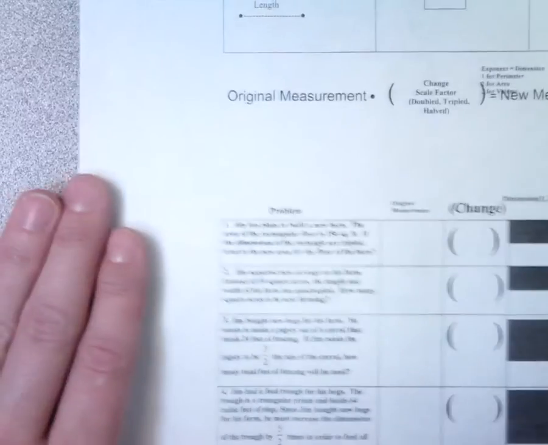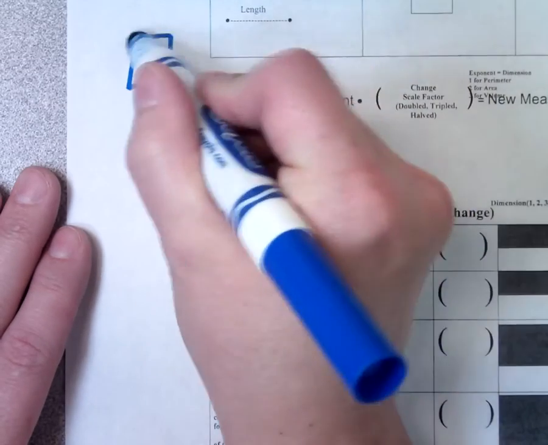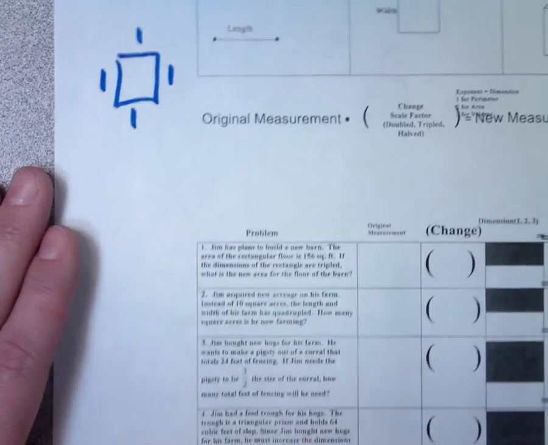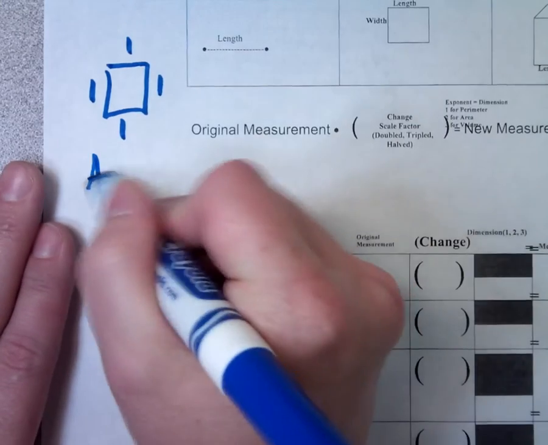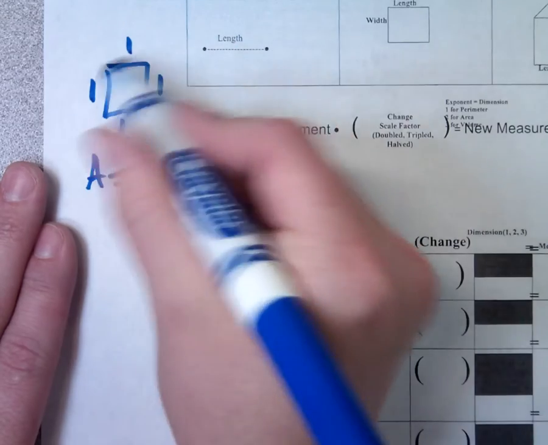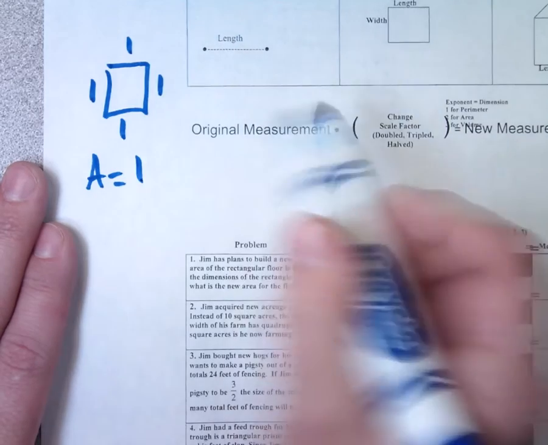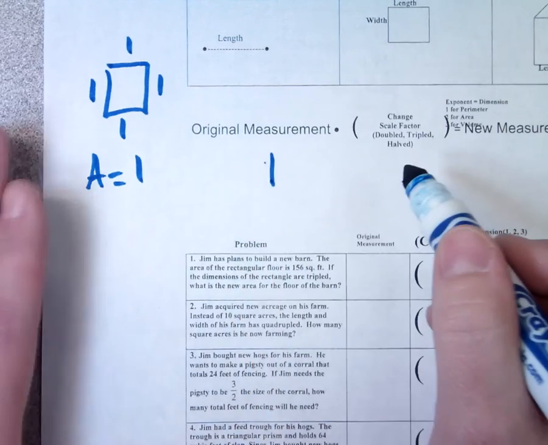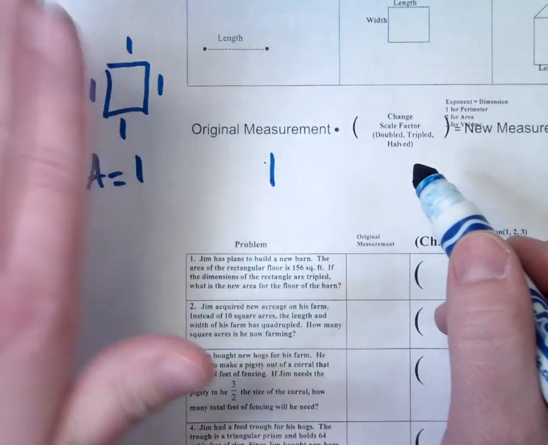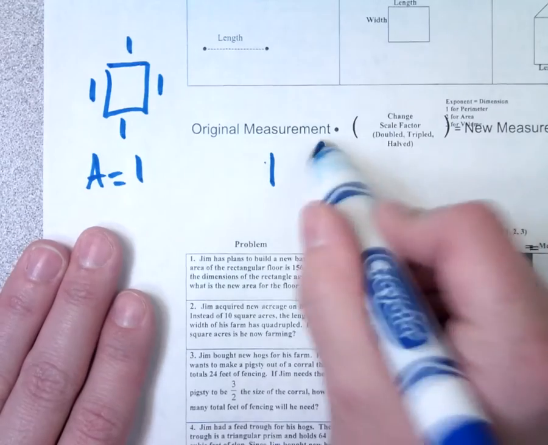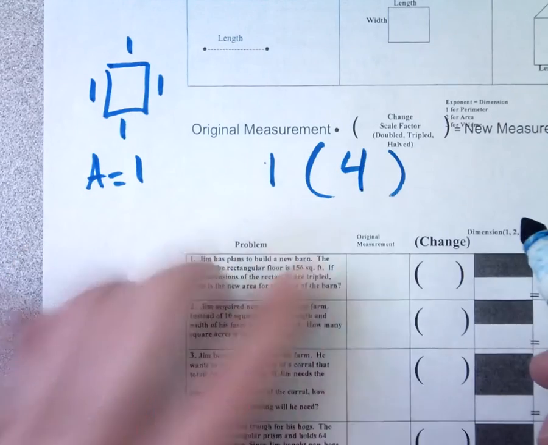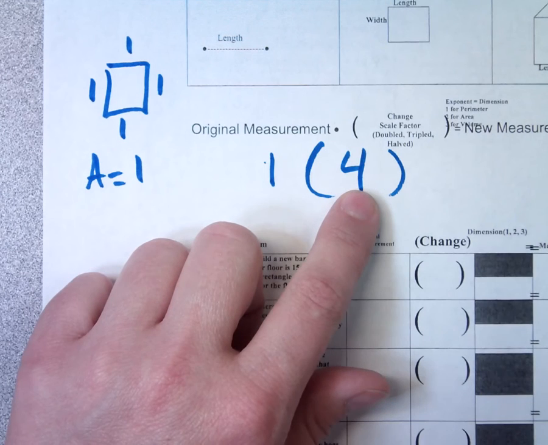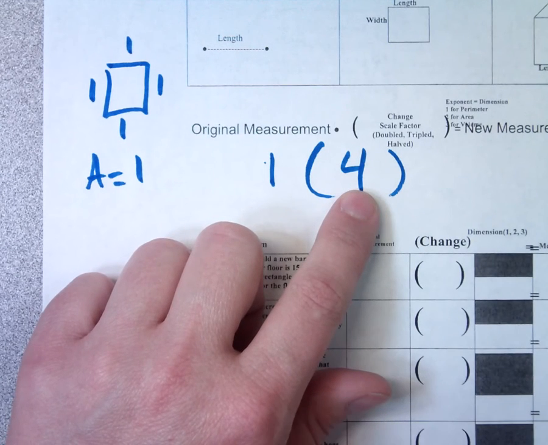So a minute ago when I had that square, I'll just go ahead and do that concrete example. I had a square that was 1 on all sides. And let's just talk area. What's the area of this shape right here? 1. So my original area is 1. If I wanted to quadruple this, if I wanted to make it 4 times as big, 4 is what would go in the parentheses. That's how many times bigger I want to make it. Or it's what I want to shrink it by. It's not always make it bigger. It can be shrinking it by.